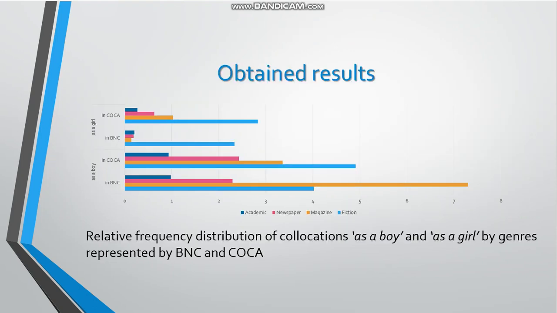To analyze the gender distribution of the collocations as a girl, as a boy in the corpora, we use the chart function. Using this function, we found that the collocation as a boy is mostly used in fiction prose, magazines, and newspapers. The distribution by genres of the collocation as a girl is most productive in fiction, magazines, and newspapers. The least productive genres are nonfiction and academic. In the figure on the slide, we can see the relative frequency distributed by genres.